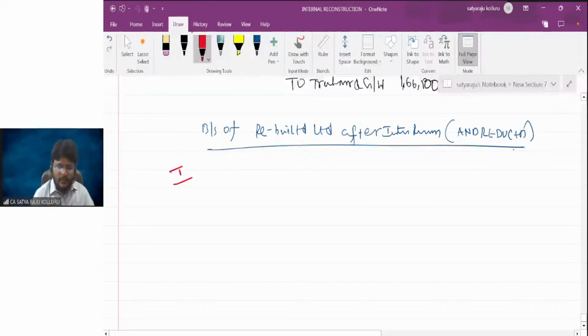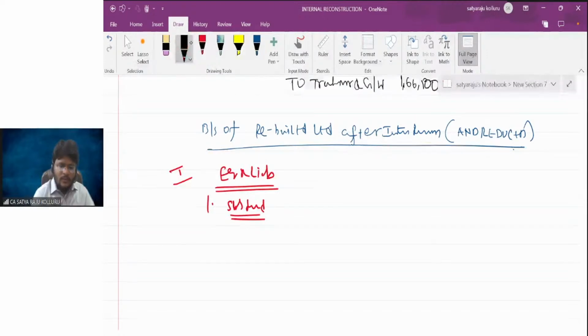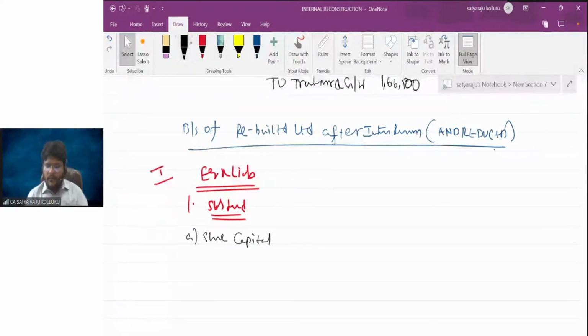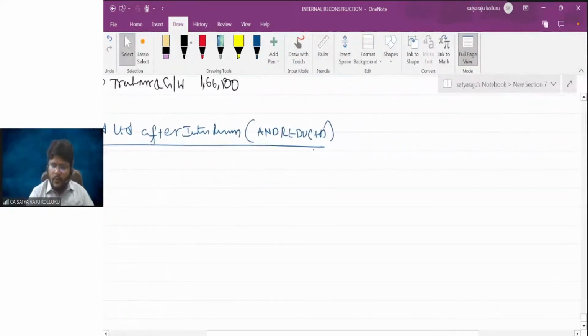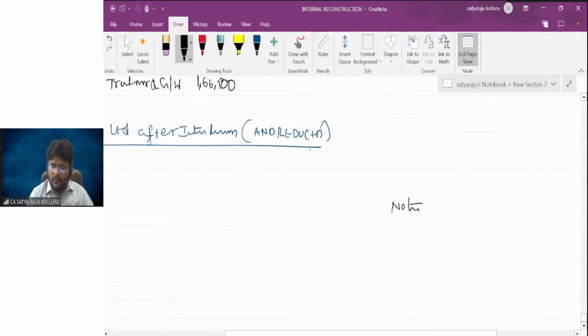Start with equity and liabilities. Shareholders' fund, A, share capital. So actually, let us go for notes, guys. Let us present notes as well.